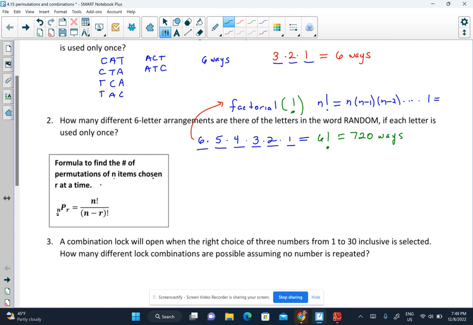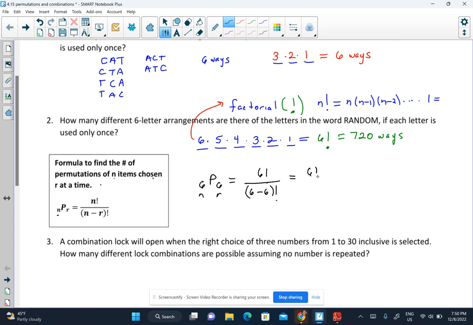So in this case, we're going to be choosing from 6 letters. We want to arrange all 6 in order. So if I substitute in the formula, this is n, this is r. So 6 factorial over (6 minus 6) factorial.